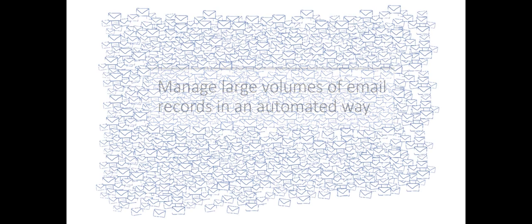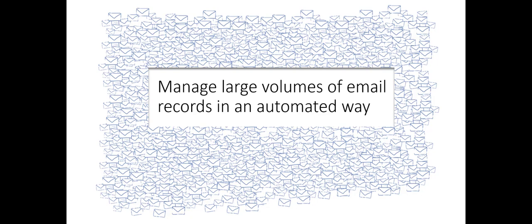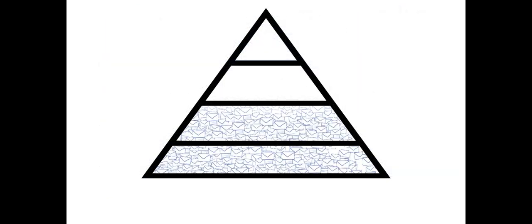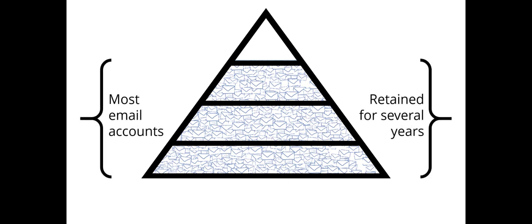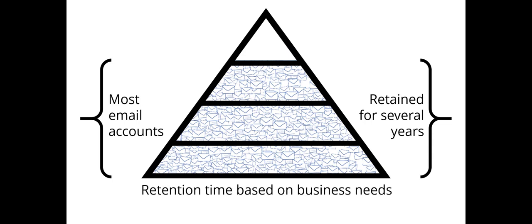What is Capstone? Capstone is an approach to managing email records. It's intended to help your agency manage large volumes of email records in an automated way. Under the Capstone approach, most agency employees' email will be retained for a predetermined amount of time. That time period is designed to meet agency audit, legal, and operational needs.